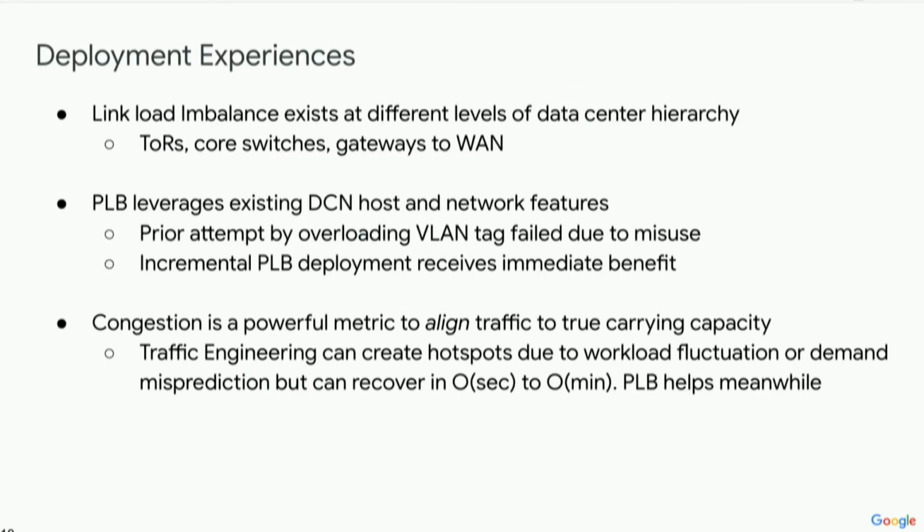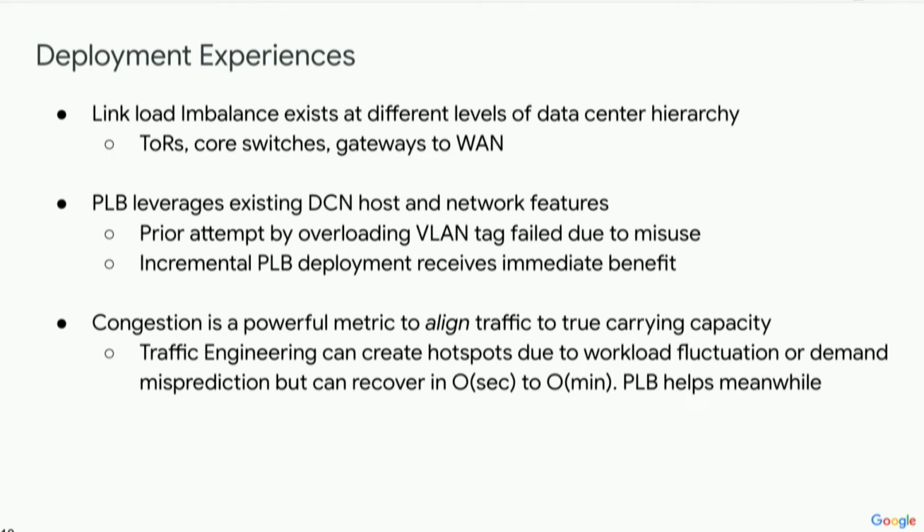Now let's discuss some deployment experiences. We observed that load imbalance exists at all levels of data center hierarchy: ToR, core switches, and WAN gateways. Edges have it worst. Aggregation helps at core switches, but load imbalance still exists that creates hotspots. Any load balancing solution needs to tackle the end-to-end path. Hosts have the view of the end-to-end congestion of the path. Empowering the host to make the decision has the potential to also decrease the control plane complexity.